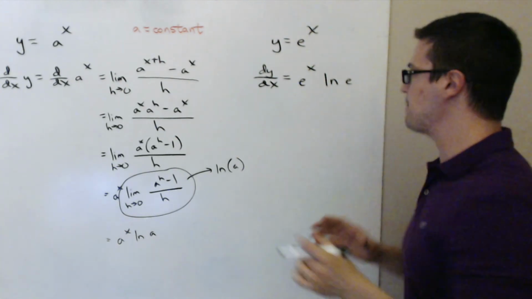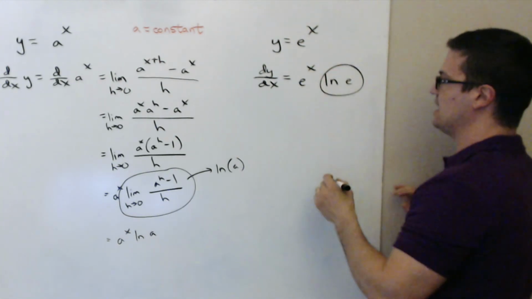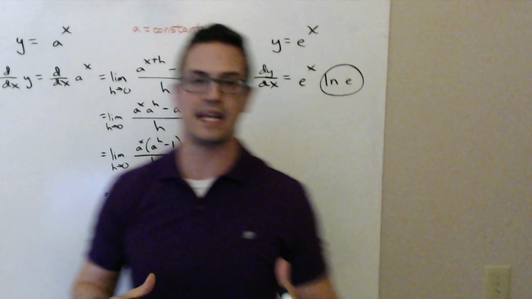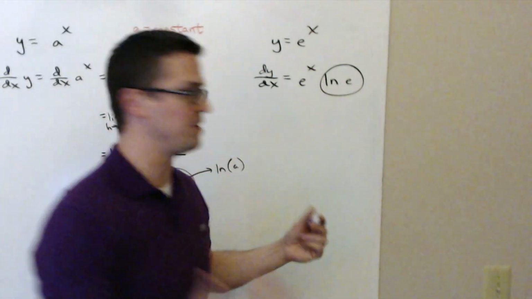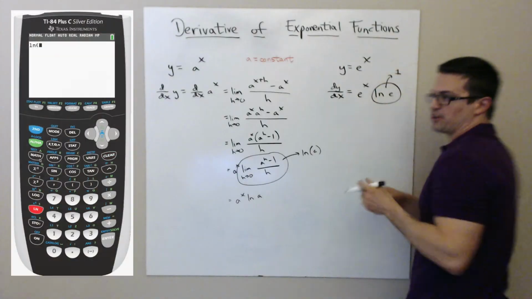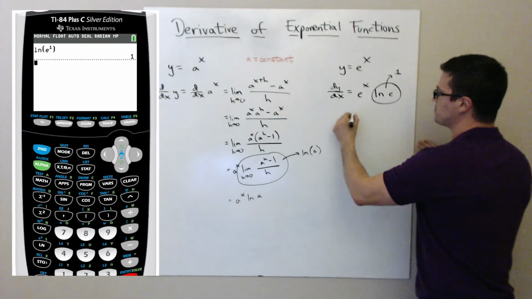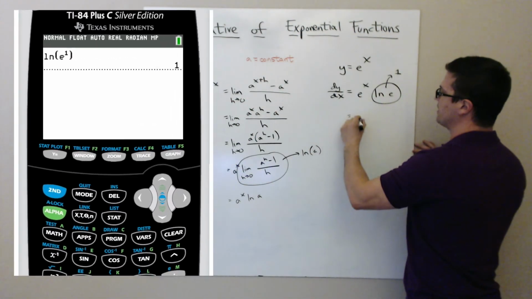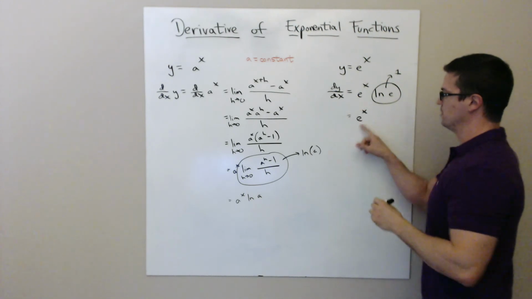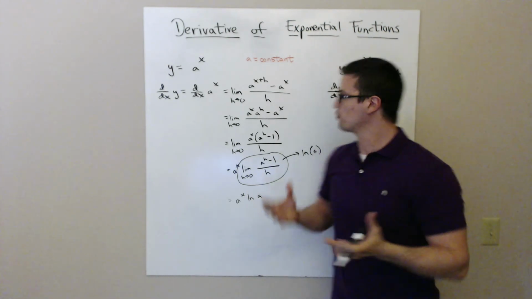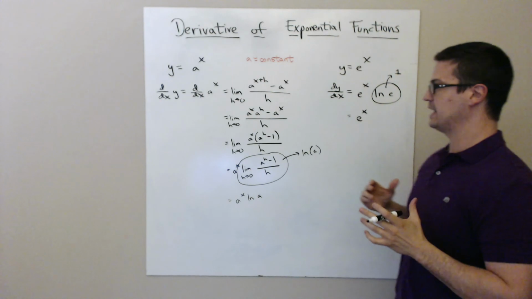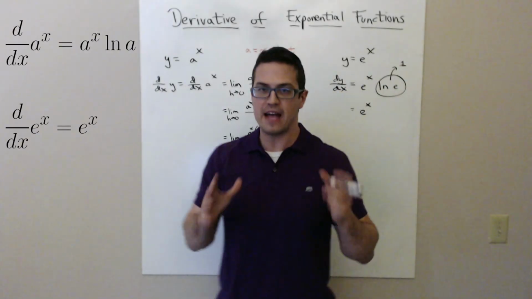Now, an interesting thing happens here: if you remember from Algebra 2 or pre-calc, ln of e is equal to 1. So if you took your calculator and plugged in ln e, you would actually get 1 for this value. So an interesting thing about the derivative of e to the x is that it's actually equal to e to the x. The derivative of e to the x is itself e to the x. So that's the derivative of exponential functions.